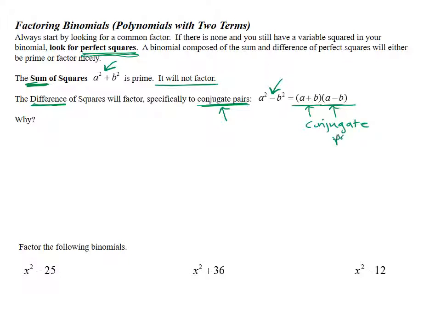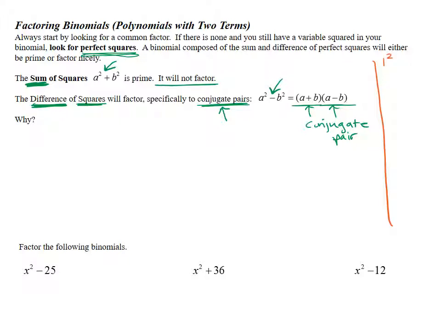Now, again, you have to have squares for this to work. Again, to know it's prime, you have to have the sum of squares. To be able to factor it as a difference of squares, you have to know you've got squares. So one thing to be aware of and have in your mind when you see binomials is know what perfect squares there are. So let's just create a list of them.